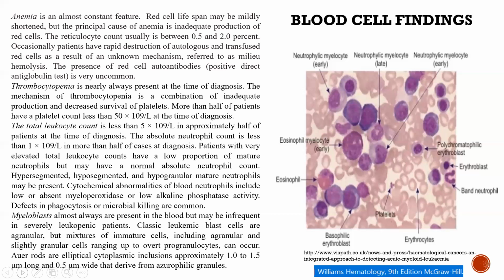Auer rods are elliptical cytoplasmic inclusions, approximately 1 to 1.5 micrometers long and 0.5 wide, that derive from azurophilic granules. The presence of Auer rods suggests the patient has a relapse of the disorder, and that the treatment of the patient wasn't successful.